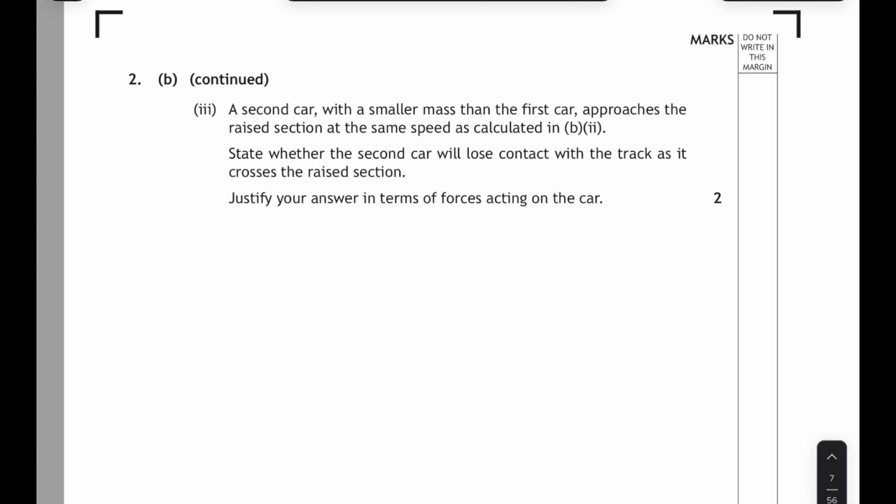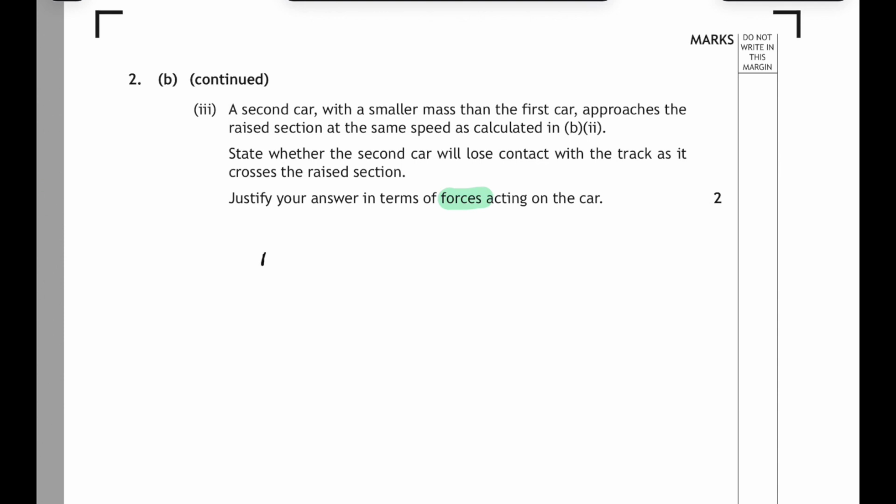And then 2b part 3, a second car with a smaller mass than the first car approaches the race section at the same speed as calculated in b part 2. State whether the second car will lose contact with the track, and you have to justify your answer in terms of the forces acting on the car.